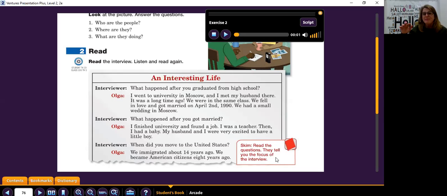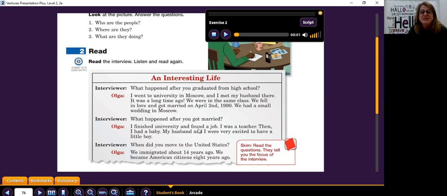So when you skim, this is the kind of visual that I give my students. I skim. So I'm just going to quickly look through and kind of get the gist of what's going on. The gist is the focus. It's the focus of the reason for the interview.